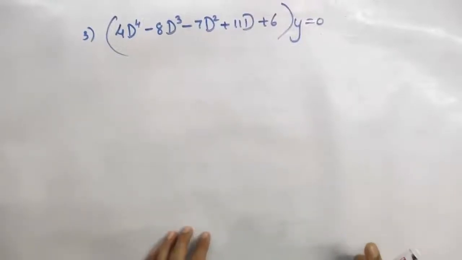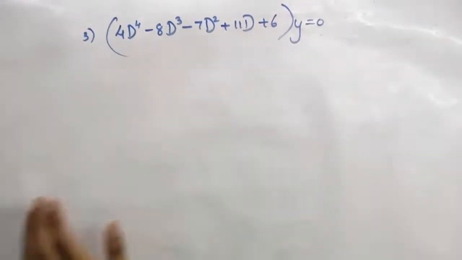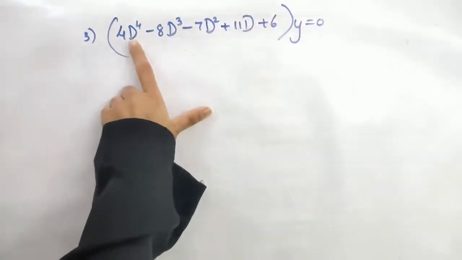Hello students, now let us continue with one of the important problems that has appeared already in your previous year question paper, that is, solve (4D^4 - 8D^3 - 7D^2 + 11D + 6) y = 0. Okay, so you have to solve, this is a homogeneous differential equation. This D means, it's already told to you, that it is d by dx.